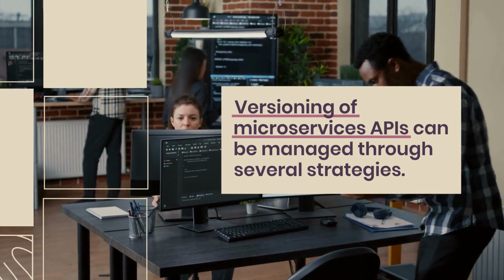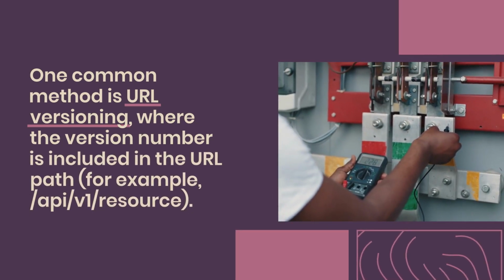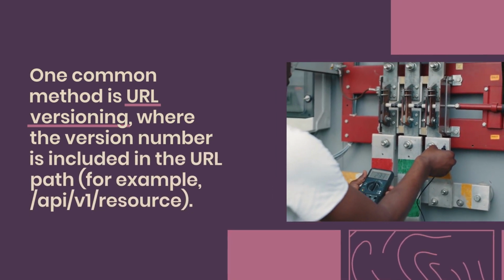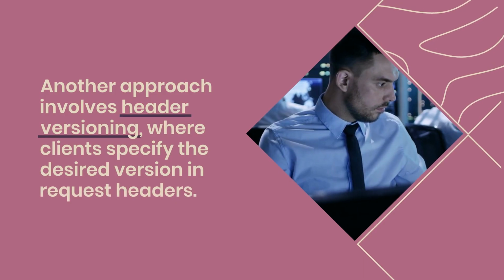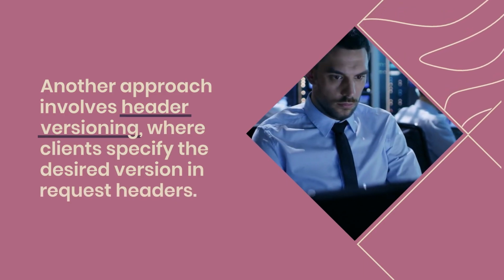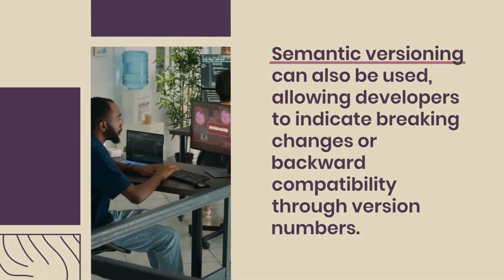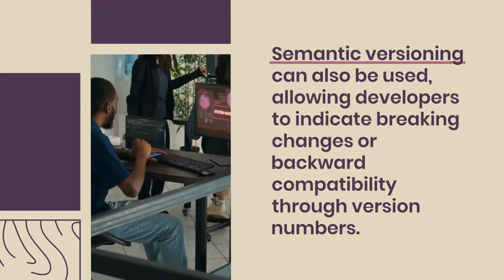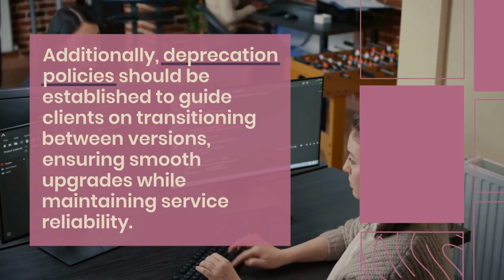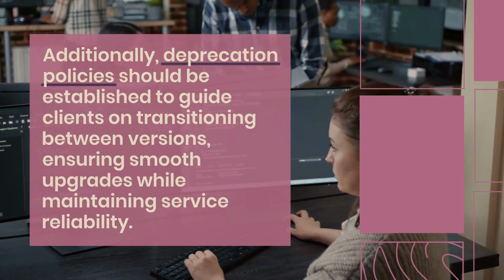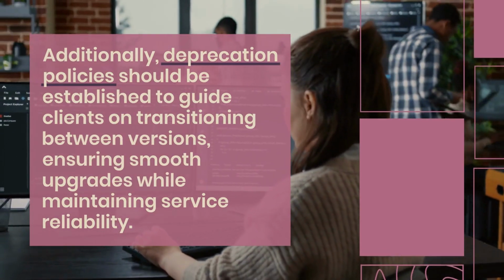Versioning of microservices APIs can be managed through several strategies. One common method is URL versioning, where the version number is included in the URL path. For example, API v1 resource. Another approach involves header versioning, where clients specify the desired version in request headers. Semantic versioning can also be used, allowing developers to indicate breaking changes or backward compatibility through version numbers. Additionally, deprecation policies should be established to guide clients on transitioning between versions, ensuring smooth upgrades while maintaining service reliability.